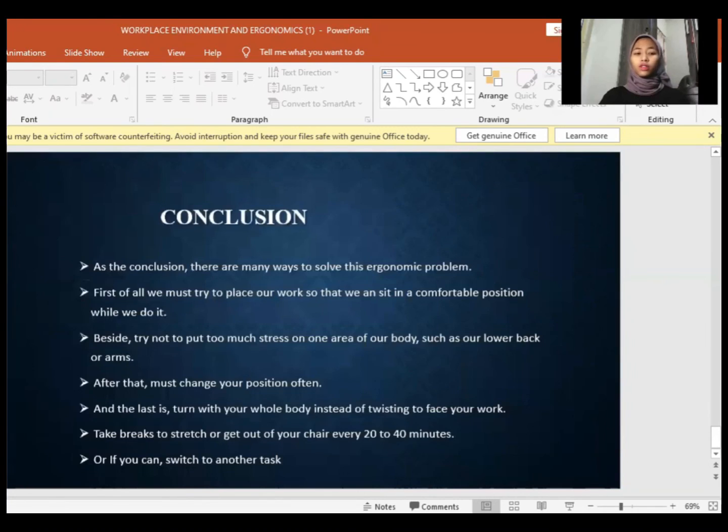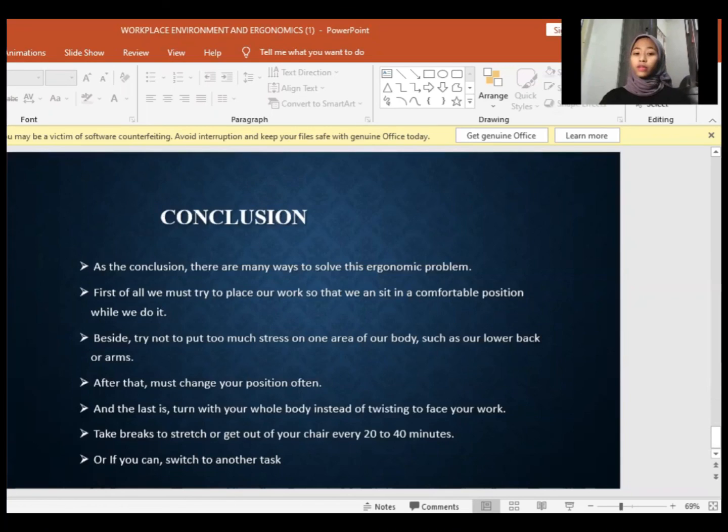As the conclusion of this presentation, there are many ways to solve this ergonomic problem. First of all, we must try to place our work and sit in a comfortable position while we do it. Besides, try not to put too much stress on one area of our body such as our lower back or arms. After that, we must change position often. At the last, turn with your whole body instead of twisting your face forward.